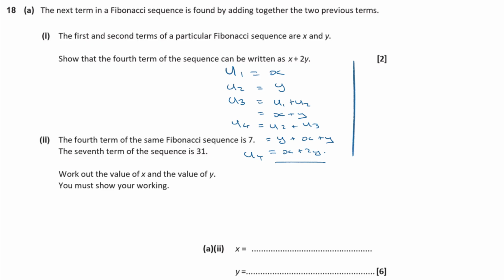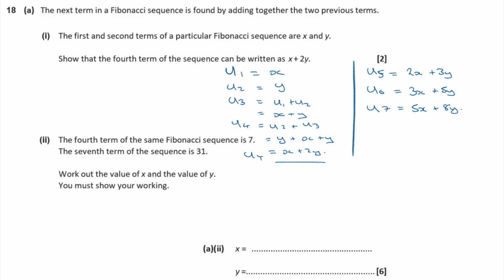So u5 is going to be my third term plus my fourth term, so x plus y plus x plus 2y, that is equal to 2x plus 3y. u6 is going to be u5 plus u4, so that's going to be x plus 2y plus 2x plus 3y, so that gives me 3x plus 5y. And then u7 is going to be those two terms added together, so that's going to be 5x plus 8y. Okay, so u7 is 5x plus 8y, and u4 is x plus 2y.